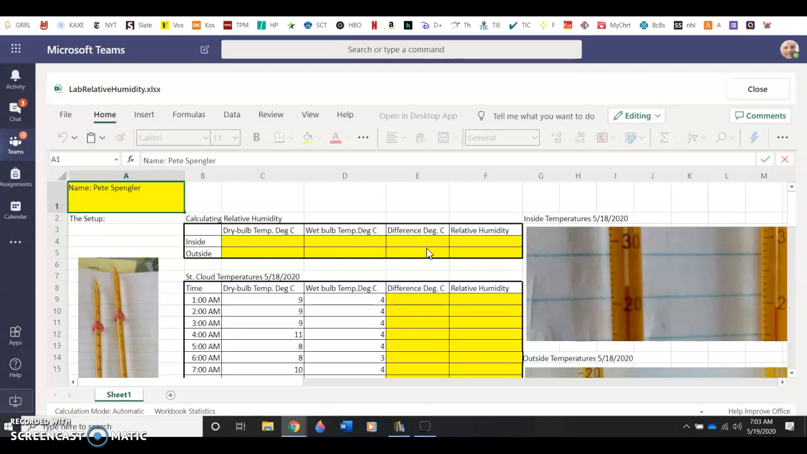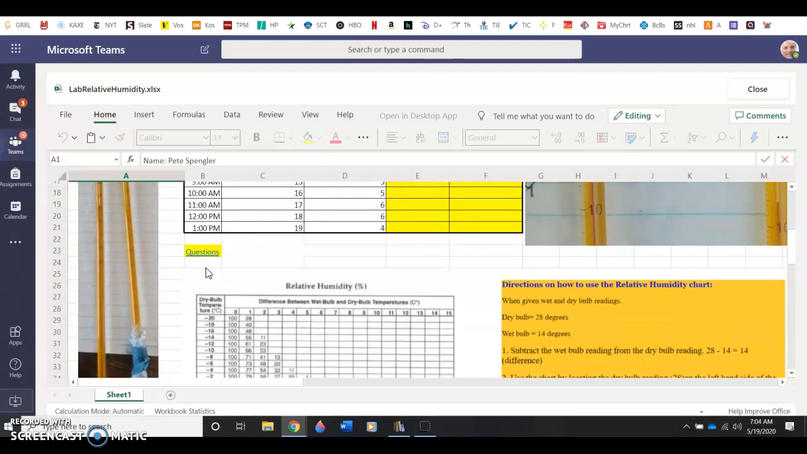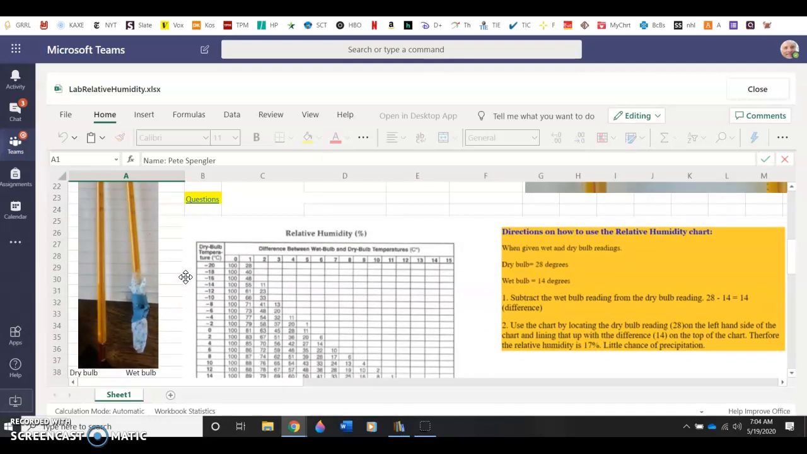And basically anything that's yellow you need to fill out. Okay, so yesterday I set up a couple thermometers. So here's a lab thermometer, and here's one that's basically got some paper towel on it that's wet, and I had a rubber band to hold it on. Okay, so this is the dry bulb, your standard thermometer, and here's the wet bulb.